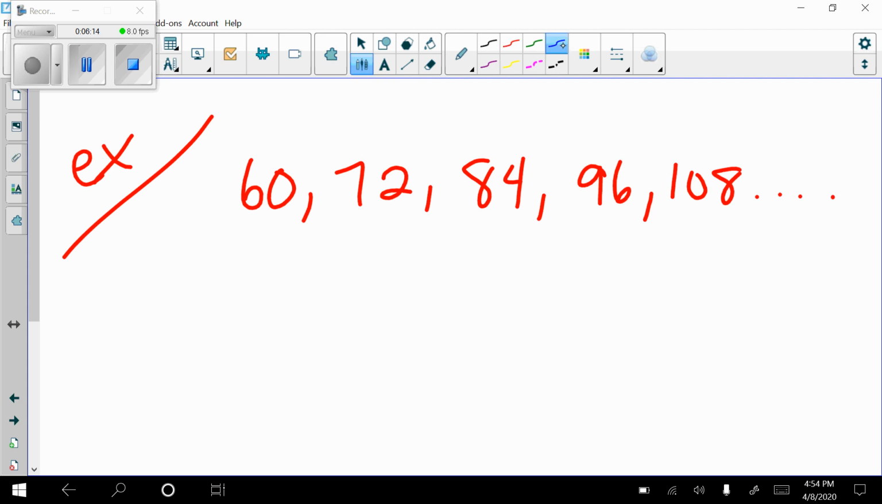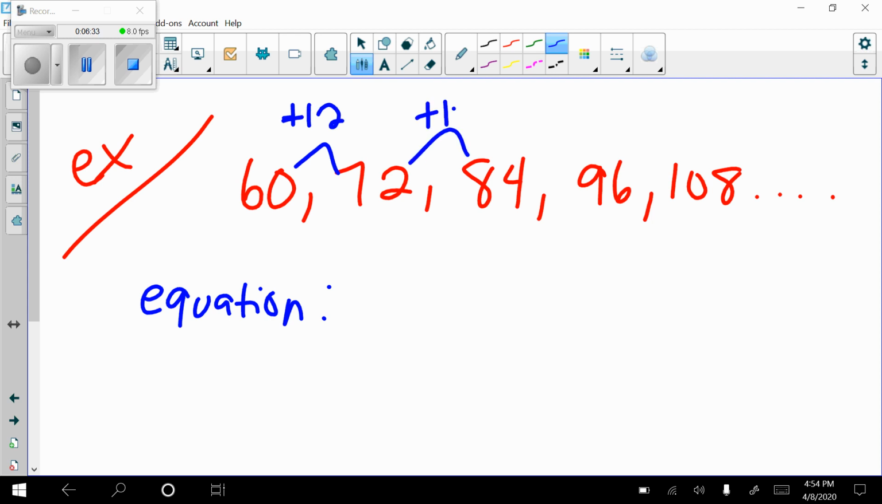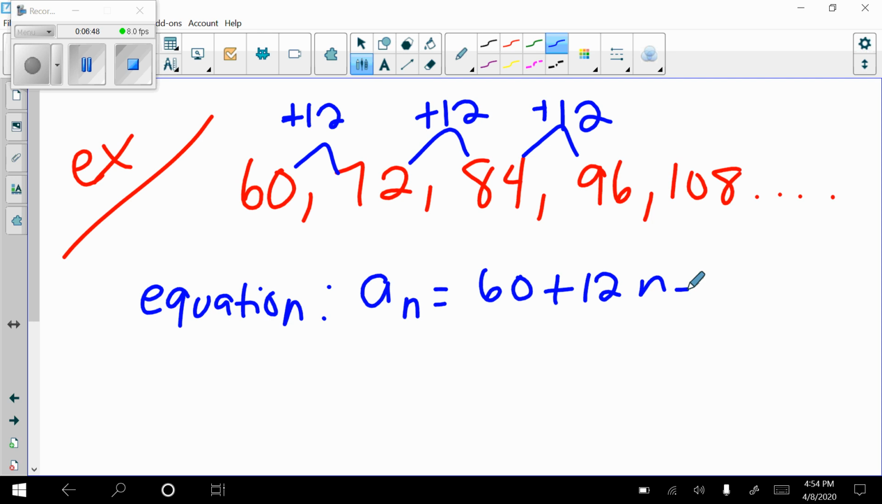So again, what I'm going to start with is saying, what is the equation? You should be used to it by now. Starting off with, if the numbers are getting bigger, I know that I'm adding something, but I need to know what that difference is. It is going to be the same number every time. For this sequence, we're adding 12. That just means that for the equation, it would be an equals 60 plus 12 times n minus 1.